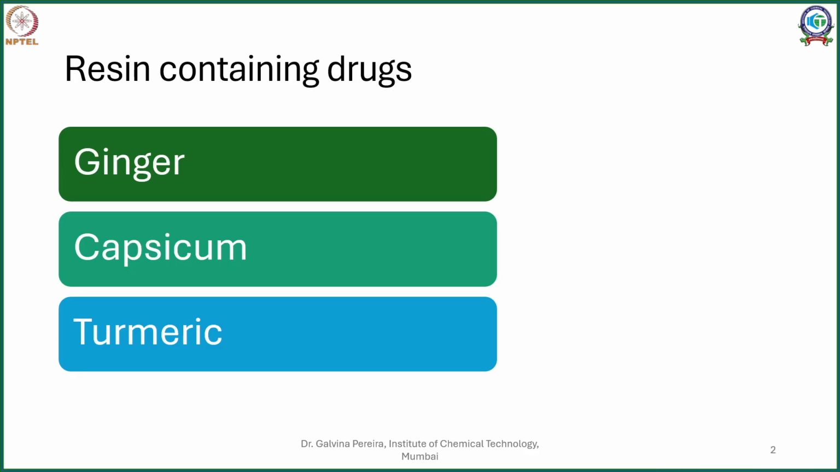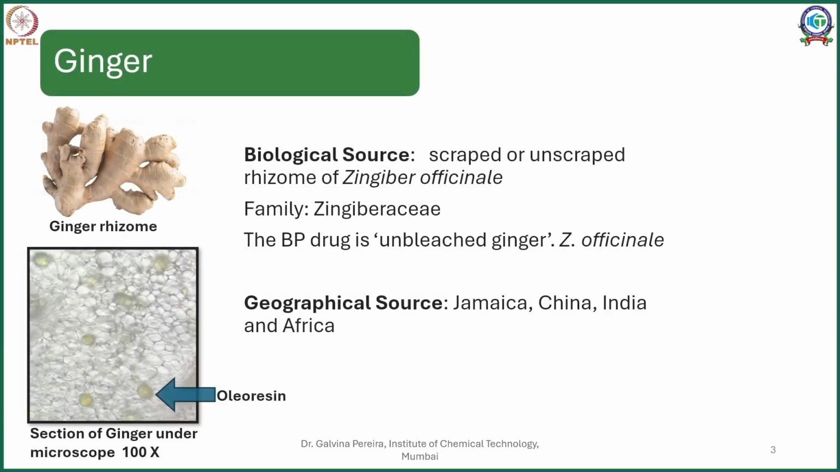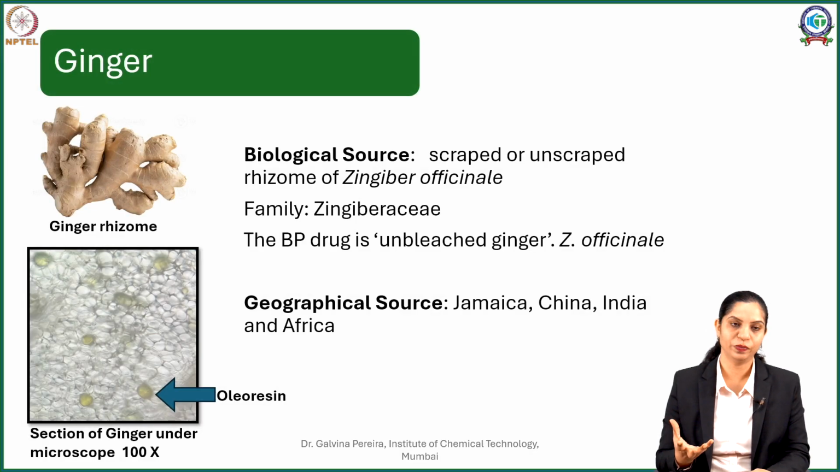The first case is ginger. Ginger, which we all have seen in our kitchen, is actually a rhizome. This rhizome may be scraped or unscraped. That means the outer cork might have been removed or it might be intact. In India, very often we consume fresh ginger, and as a result, when you buy ginger from the market, you will find that it already has its cork.